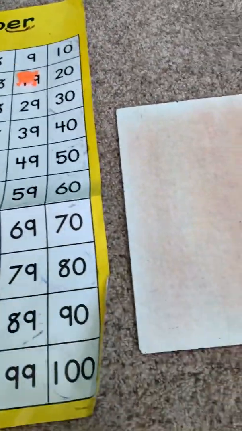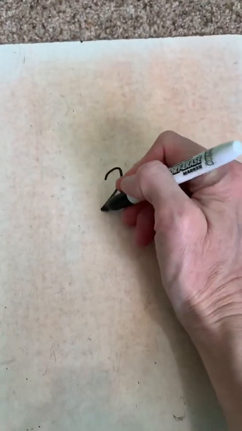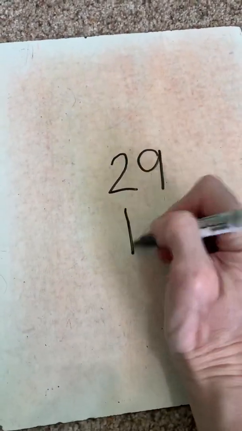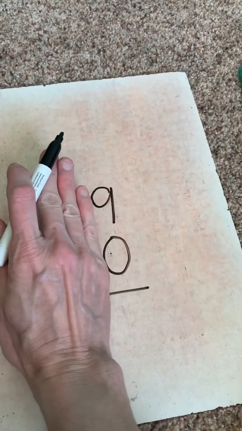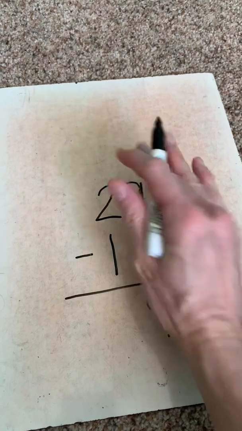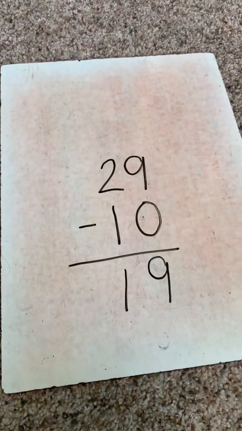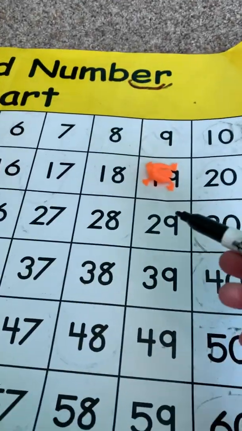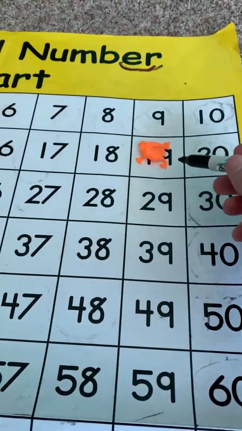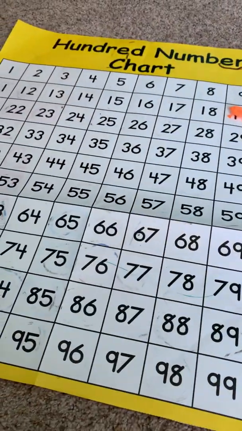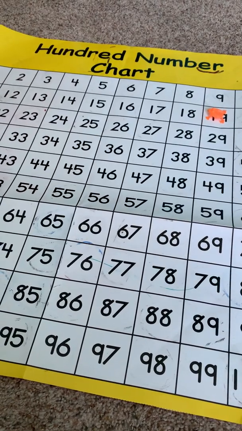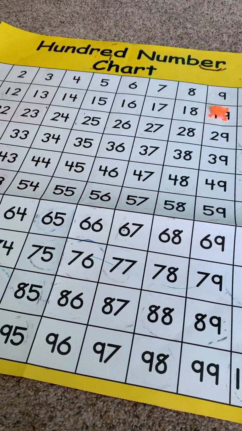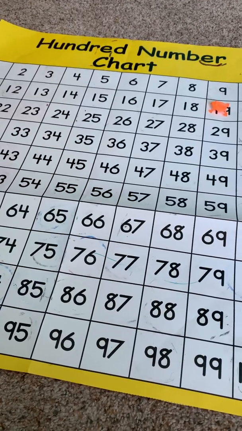And if that isn't a way that you want to do it, then you can also do it this way. 29 minus 10. We're going to start with the ones side. 9 minus 0. 2 minus 1. 19. So we can do it this way. We can go straight up. There's probably another way you could think of to do it too. You can be thinking of that right now. There's not just one way to solve a math problem. Mathematicians use lots of different ways.